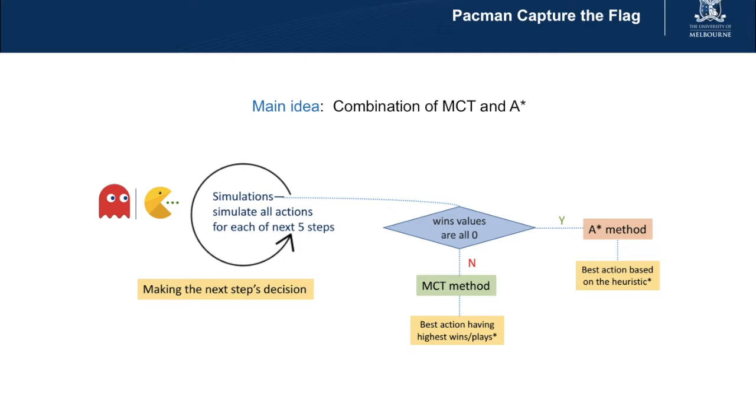If the win score we got from all these iterations are 0 for all available direct actions, which means nothing interesting happened during each iteration, embedded A-star method would be turned on to guide an agent to find proper food. Otherwise, the next action would be selected based on win score according to MCT mechanism.